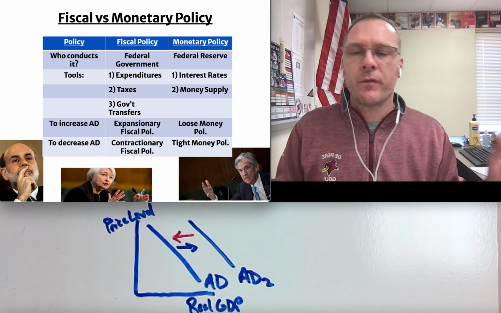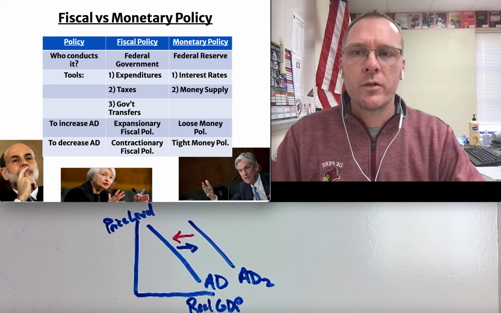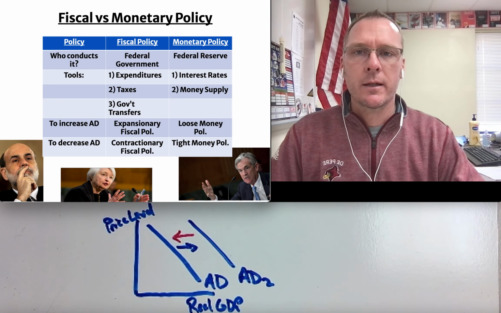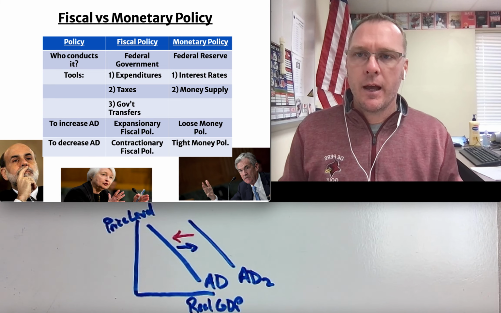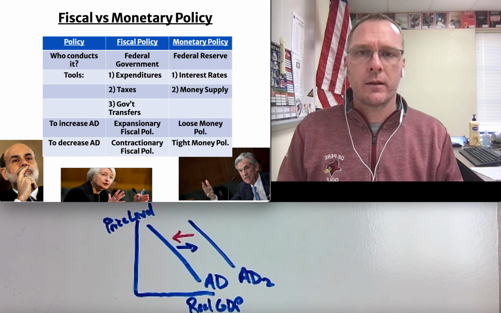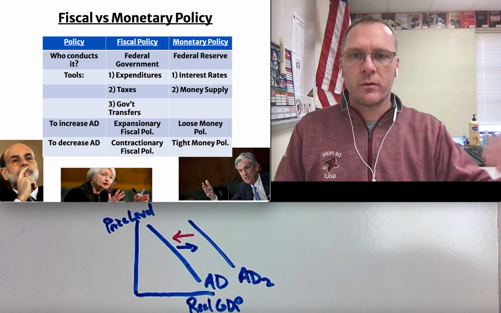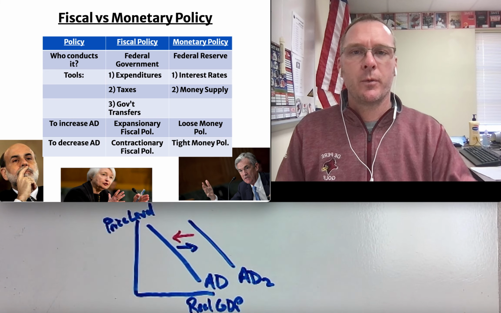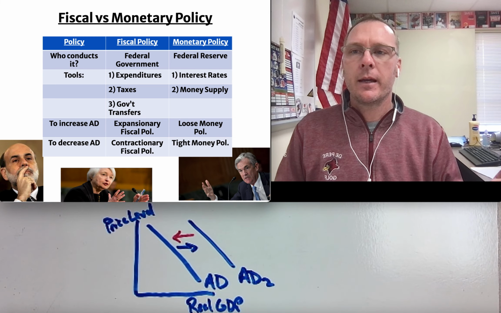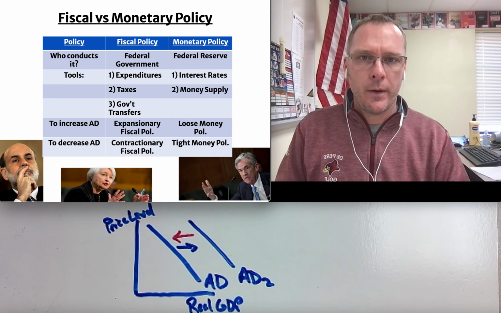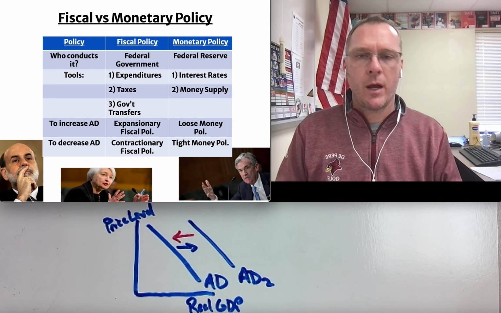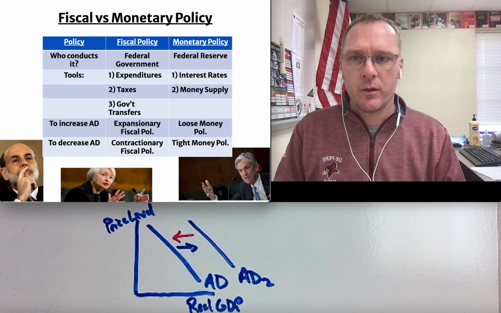So when you look at fiscal versus monetary policy and whose job it is, first of all, who conducts it? In terms of fiscal policy, that's going to be Congress, right? The federal government. Congress has to go through the process of either doing something with taxes or doing something with spending. Who conducts monetary policy? That is the Federal Reserve. And we'll learn more about this and their jobs a little later on in the semester.